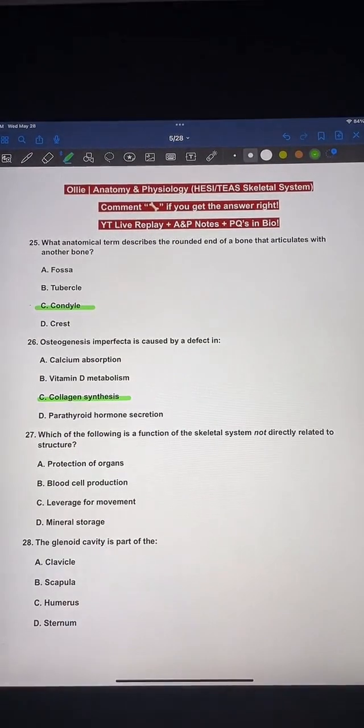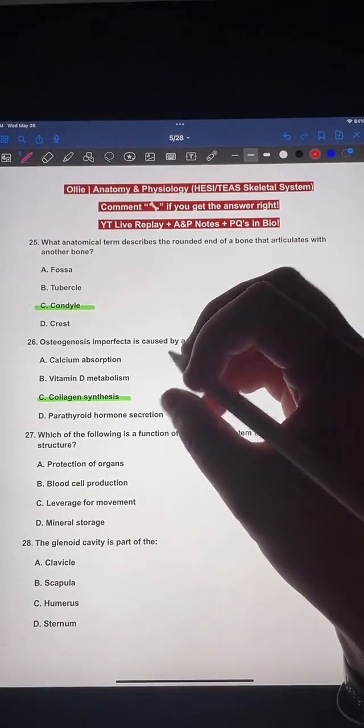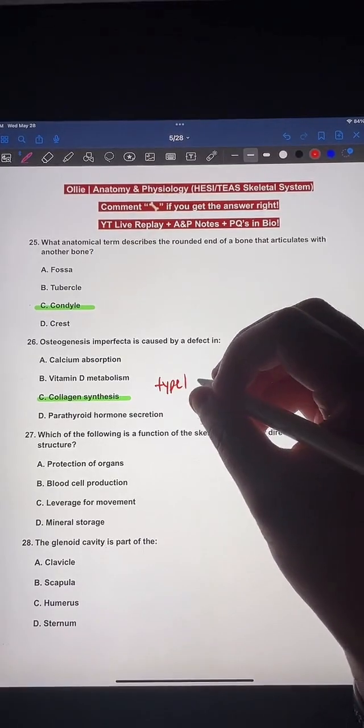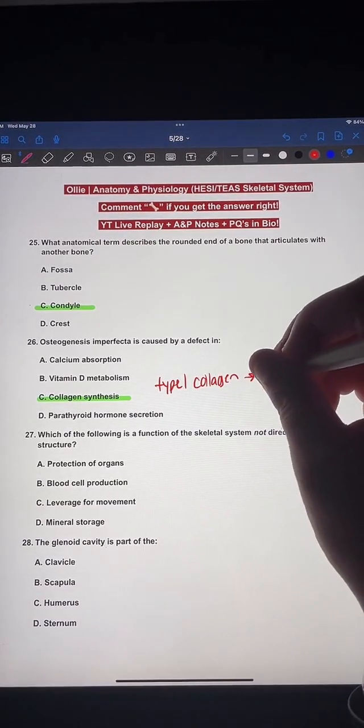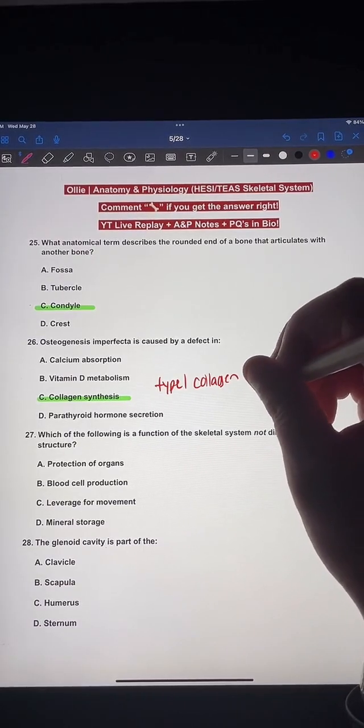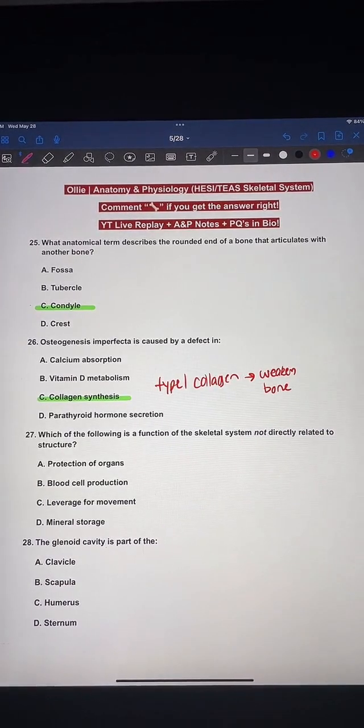But the answer is C. It is collagen synthesis. So it's a genetic disorder caused by defective type 1 collagen. Essentially, this is going to weaken the bone. Calcium absorption, not a primary cause. Vitamin D metabolism would be for rickets. And then parathyroid hormone secretion, or PTH secretion, this is related to our calcium regulation, not our collagen.